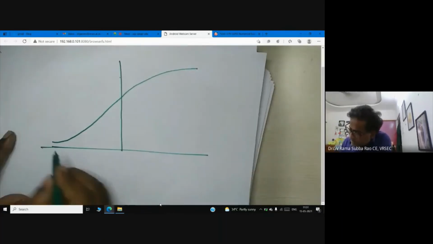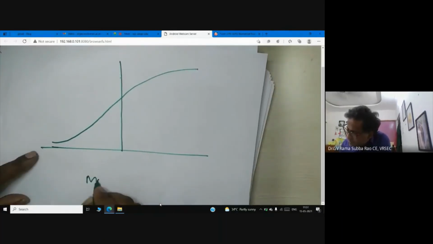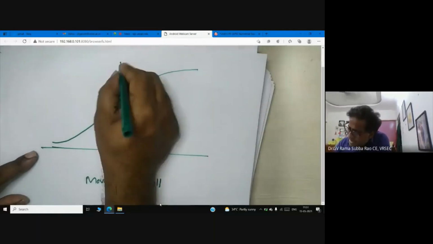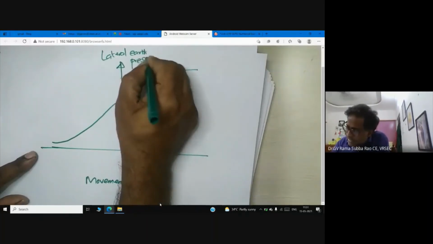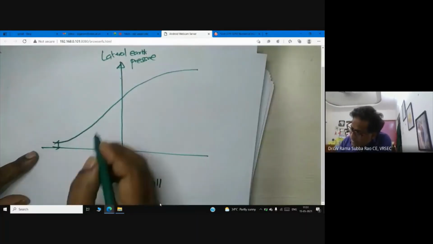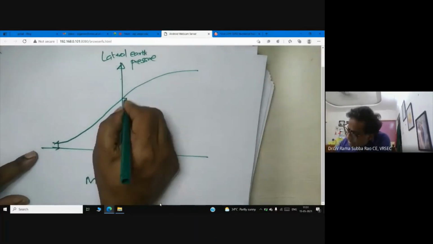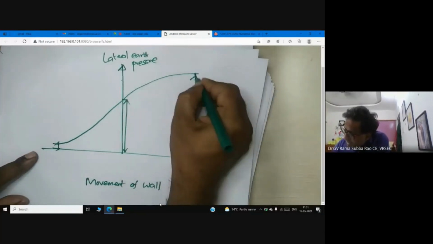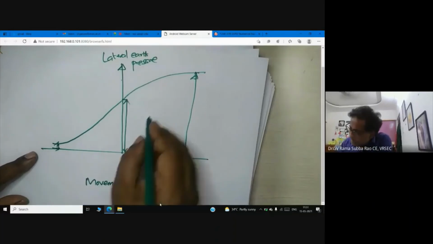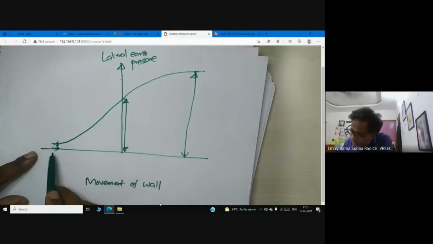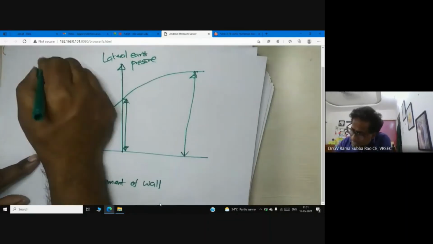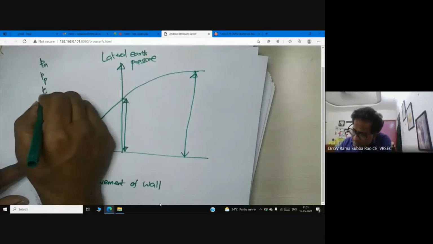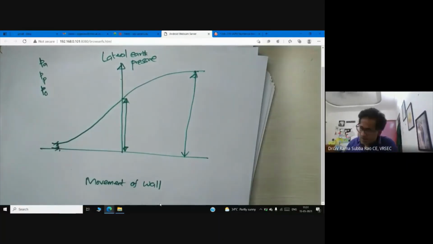In many books it is represented with movement of the wall on the x-axis and lateral earth pressure on the y-axis. Take the same example. Can anyone tell me what this earth pressure is? Maybe I am using the same language repeatedly, but my intention is to ask you: can you locate this? I have lateral earth pressure, and three types are there: active, passive, and earth pressure at rest. Can anyone locate the position of this?